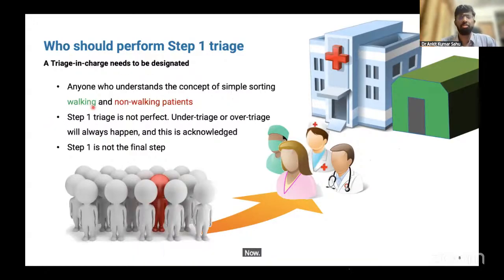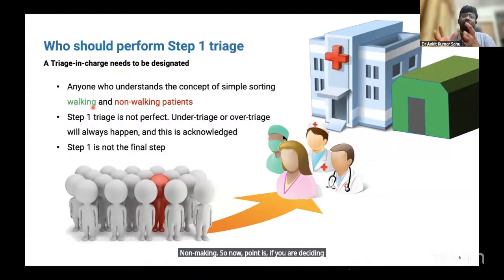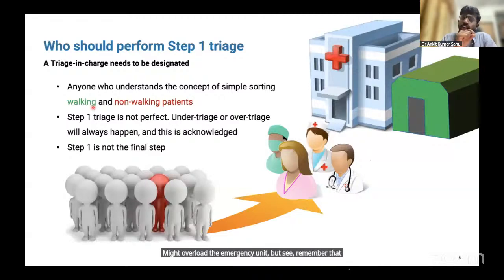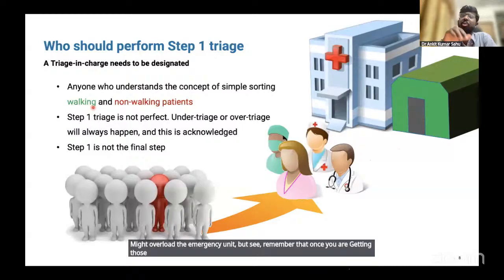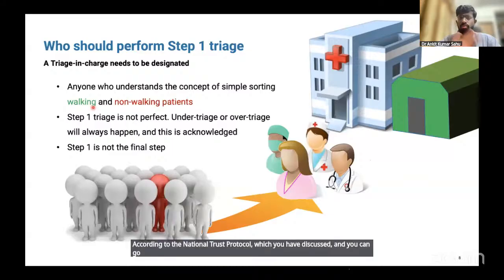Now, you may be thinking that step-one triage is not perfect. Obviously, it is not perfect because non-walking patients may not always be red. For example, a patient who has come with an ankle sprain will be non-walking. If you decide this patient is non-walking, sending him or her to the emergency unit might overload the emergency unit. But remember, once you get those patients into the emergency unit, you can do a step-2 triage according to the national triage protocol which you have discussed, and you can go ahead with the sorting later.